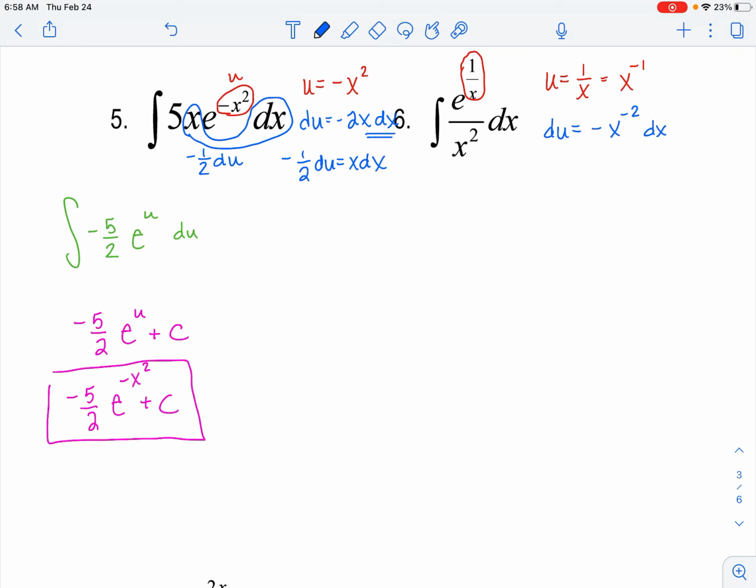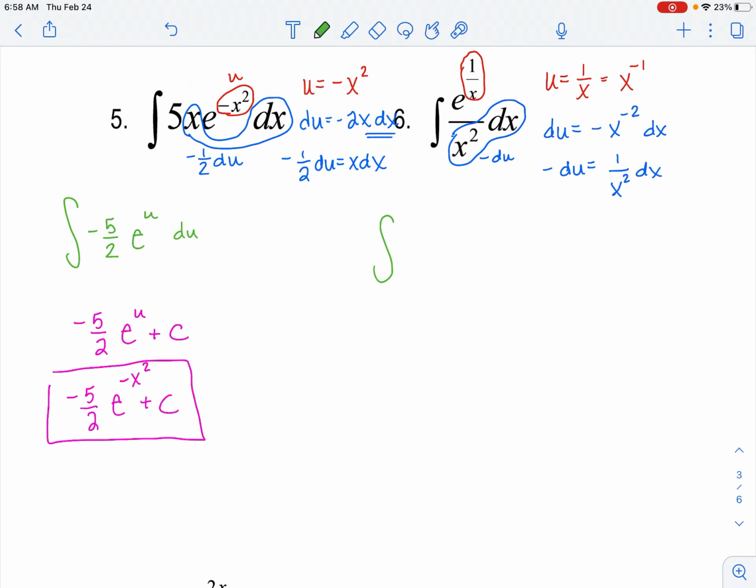dx. And hopefully when you see that x to the negative 2, you think, oh, there it is. That's my x squared in the denominator. So we're going to divide by negative 1. So negative du equals, and x to the negative 2 is 1 over x squared dx. So we can take our x squared in the denominator, dx, and replace it with negative du.